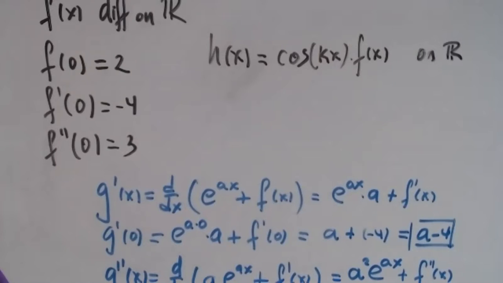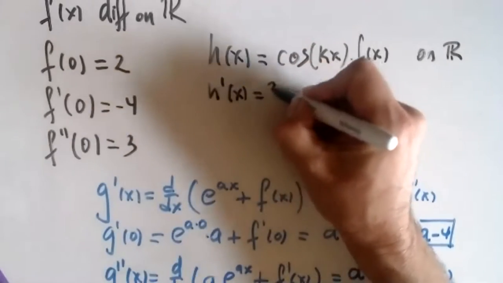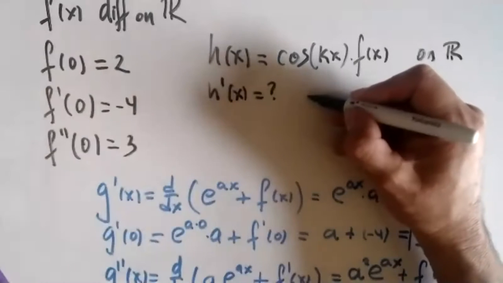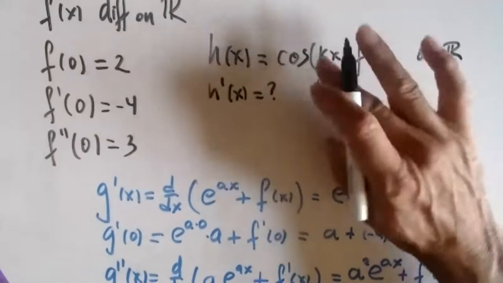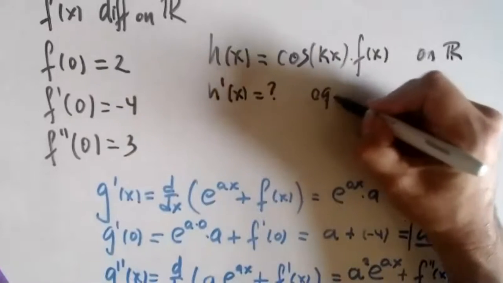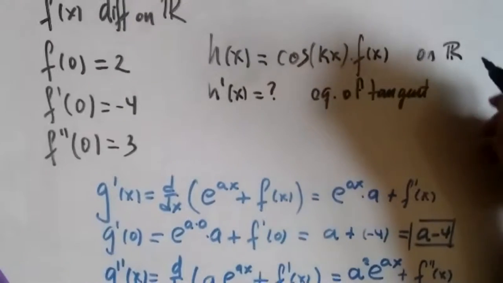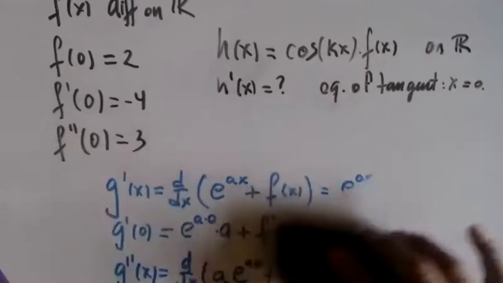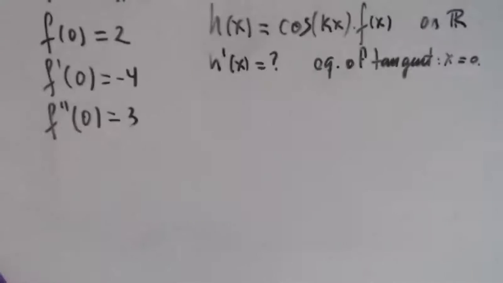k is a constant. And we have to find h prime of x, and write the equation for the line tangent to the graph of h at x equals 0. It's the equation of the tangent for x equals 0, correct? Okay, not a big deal. We have to do exactly the same as we did. So we need h prime.